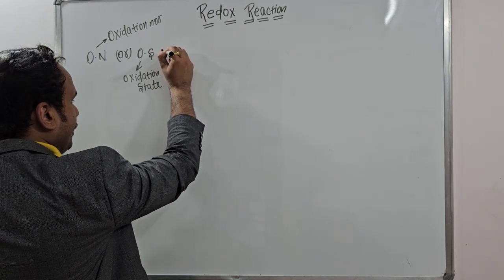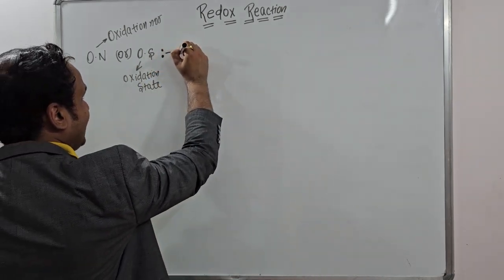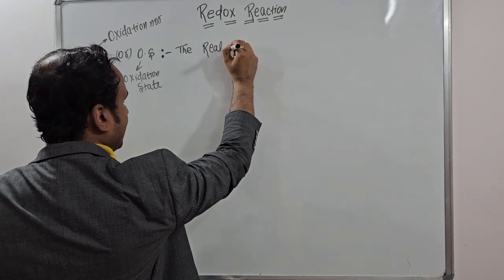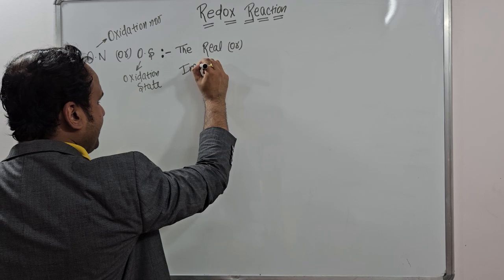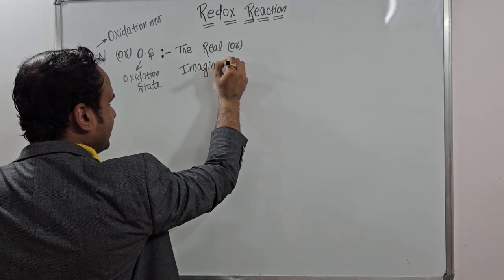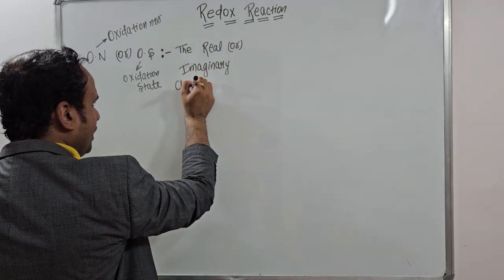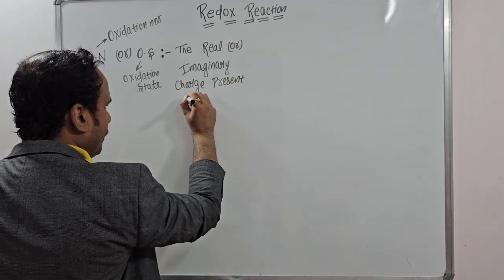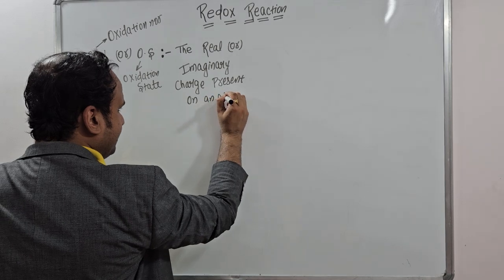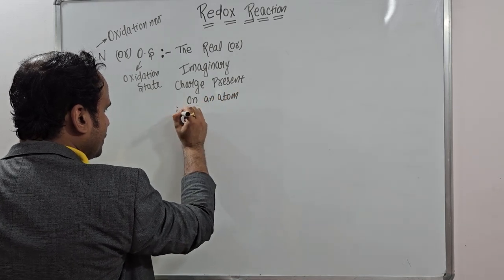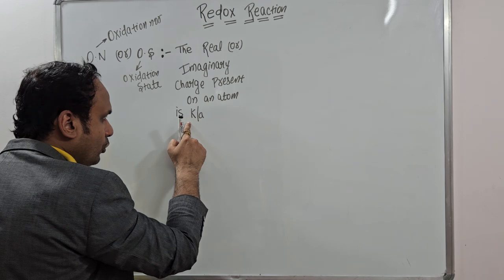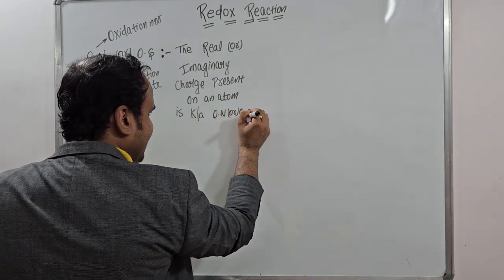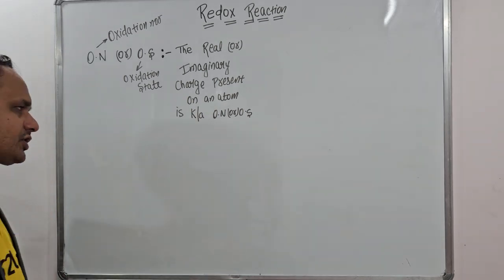So first, the definition: the real or imaginary charge present on an atom is known as oxidation number or oxidation state.